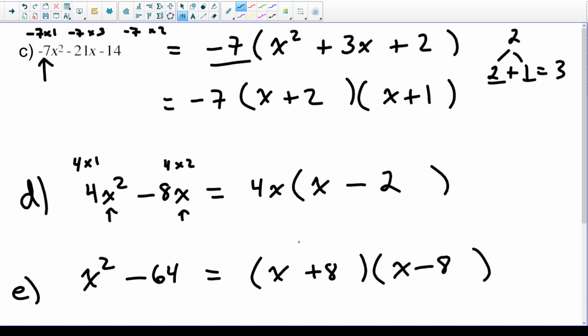So right here, you've basically got an example of all of the different types of factoring that you can run into in grade 11 math.